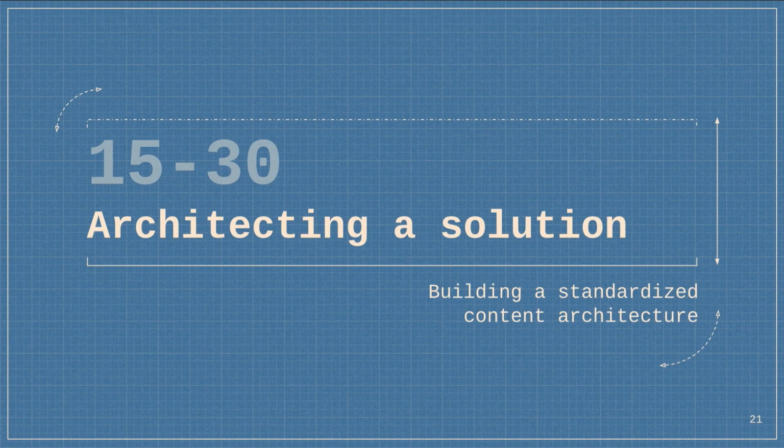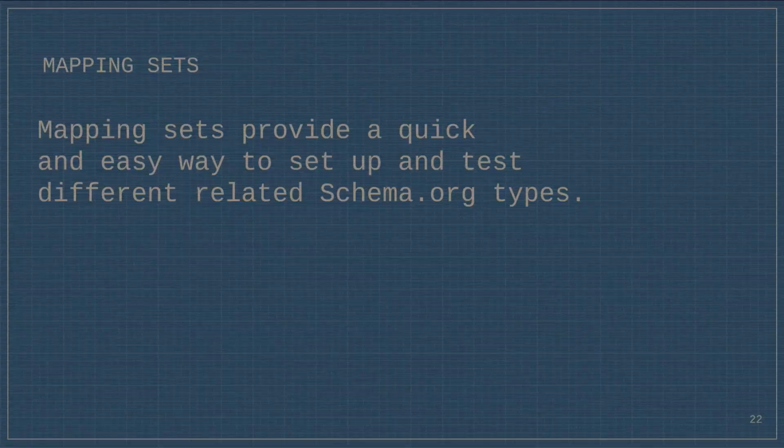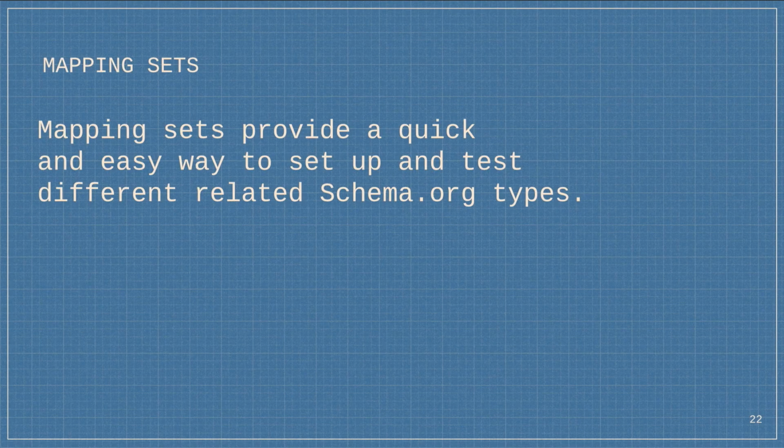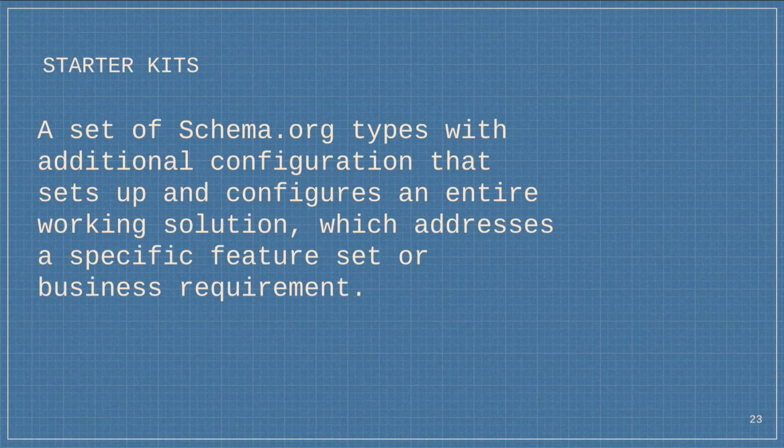I showed you one content type. We're building full solutions, full content architectures. So how do we build a standardized content architecture? There's 2 concepts, and they're in dedicated modules, and the first one started was mapping sets, which provide a quick and easy way to set up and test different related schema.org types. And starter kits is a set of schema.org types with additional configuration that sets up and configures an entire working solution which addresses a specific feature set or business requirement.